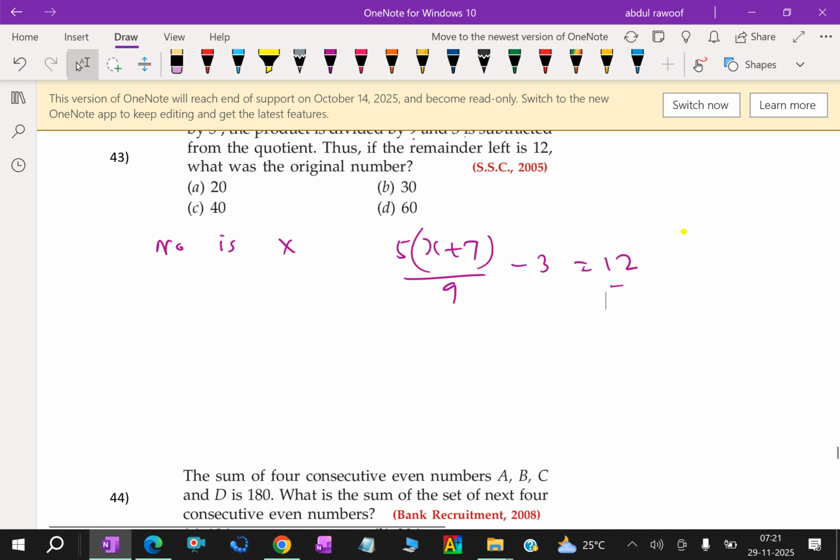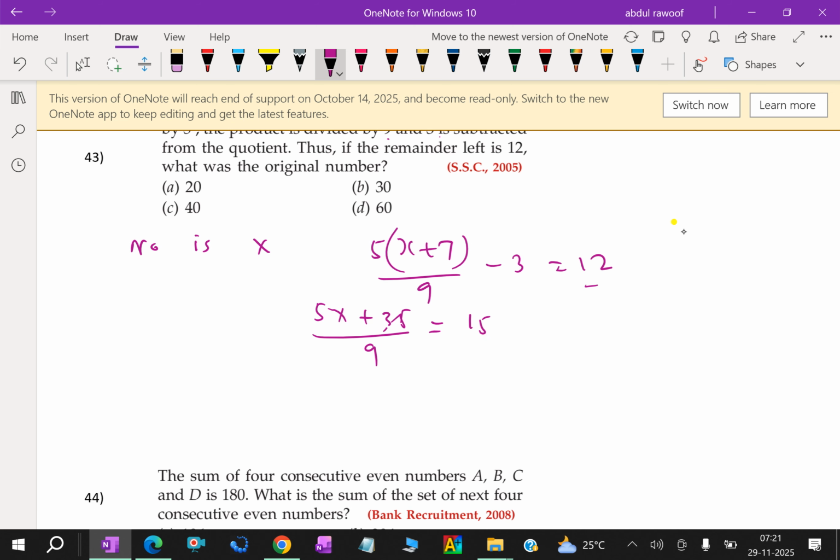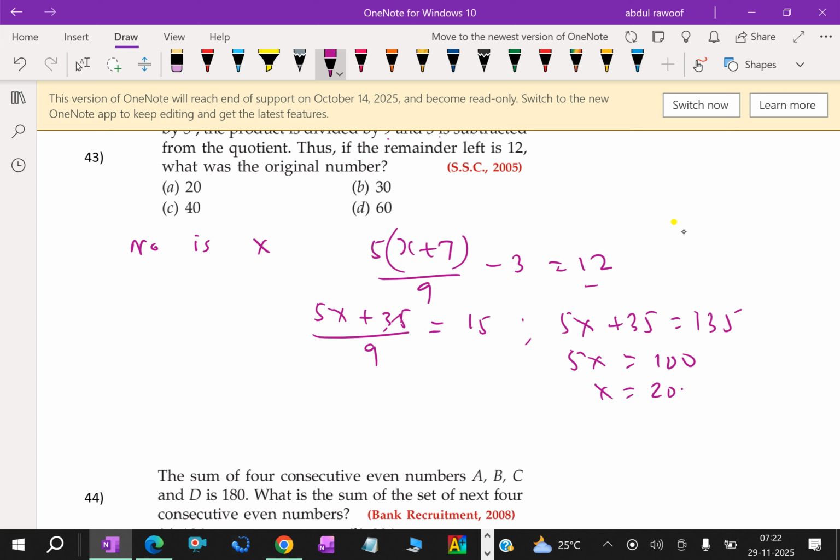How? There is 5x plus 35 over 9 minus 3 goes this side is 15. Then 5x plus 35 equal to 9 into 15 is 135. Then 5x equal to 100, x equal to 20. Option A.